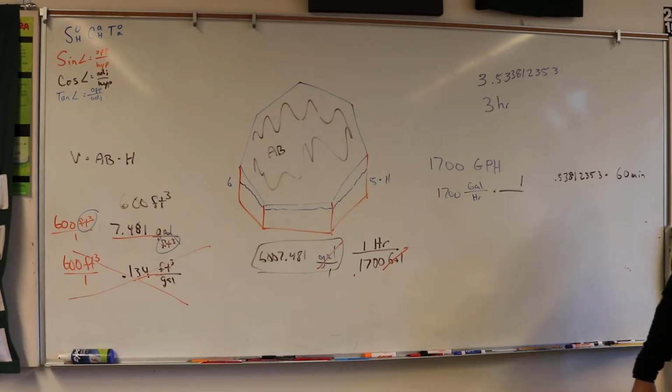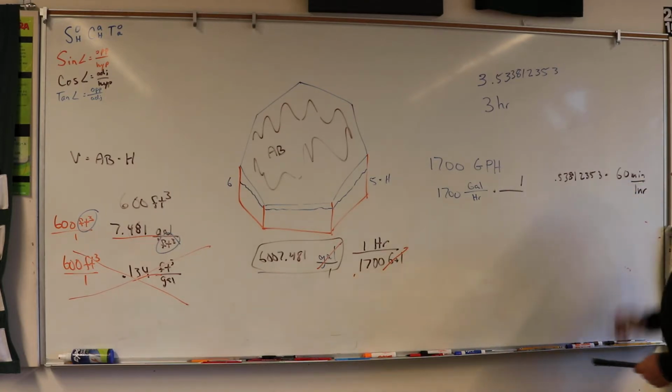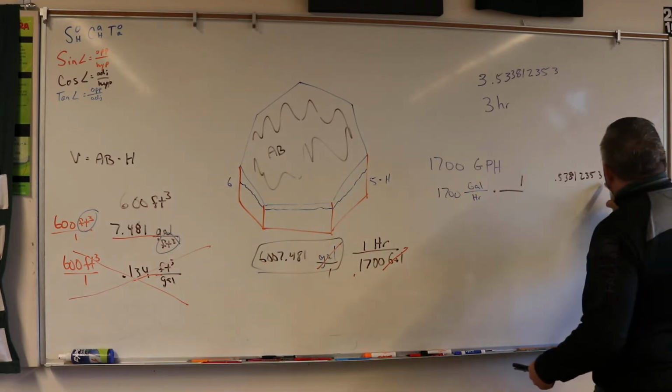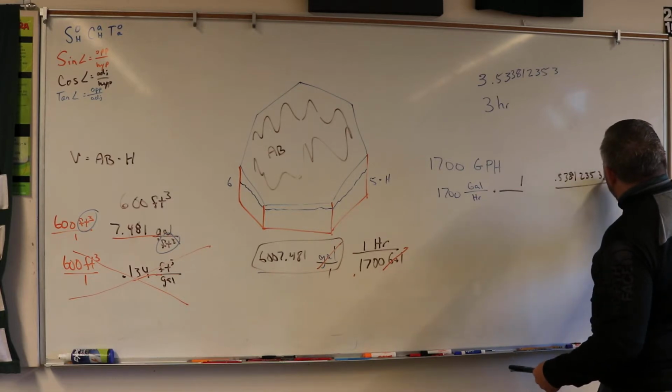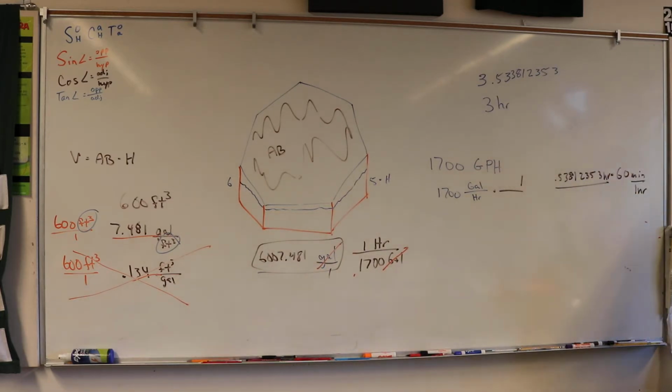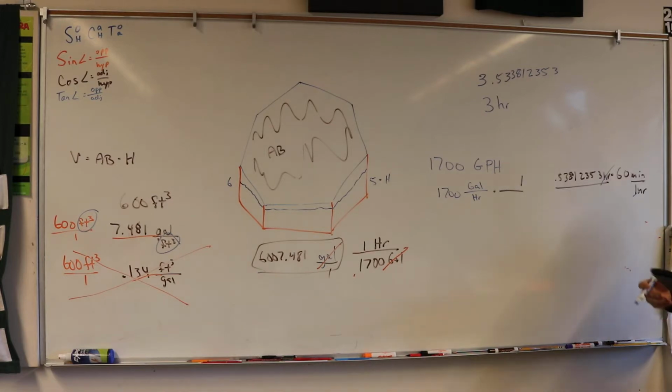That's how many hours I have, and this is 60 minutes per hour. So by multiplying this, I'm going to cross out the hours and I'm going to get minutes. Does that make sense? Okay, so I do it.